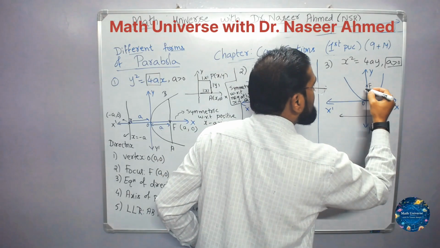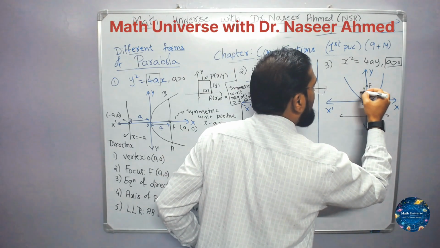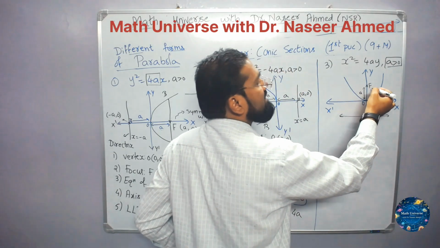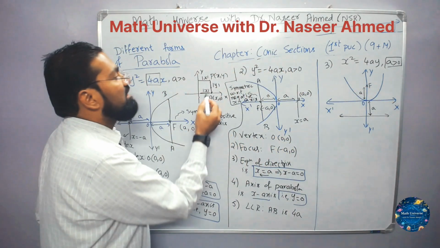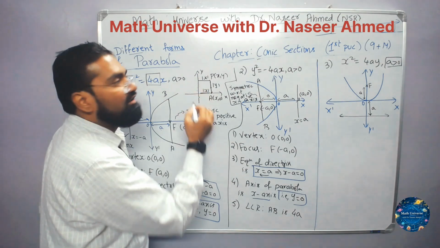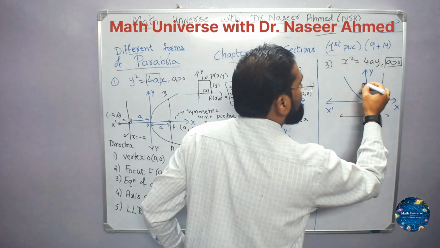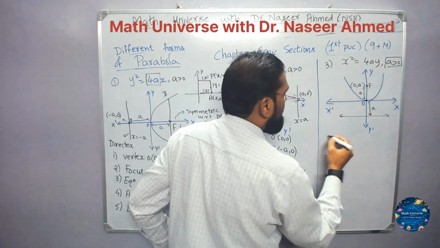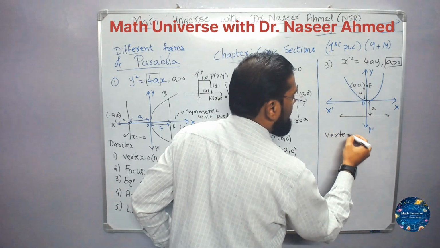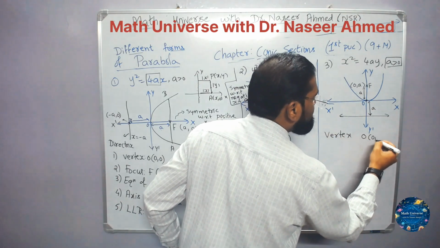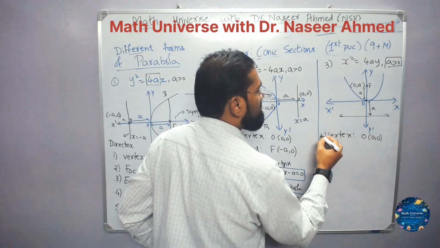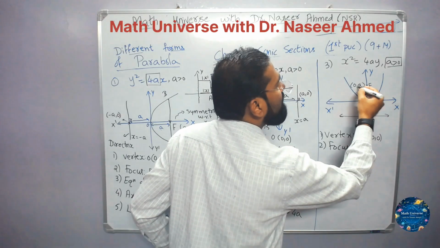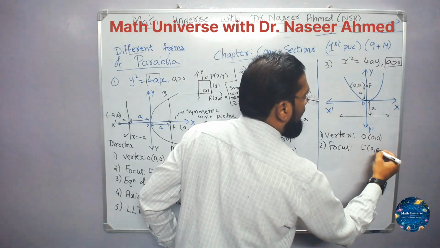So now this length is again a, and again this length is a. Since this is on the y-axis, don't forget, whenever it's a vertical length, it's always the y coordinate. So this will be (0, a). One by one, first the vertex: the vertex of this parabola is the origin. Next comes the focus of this parabola, and it is F(0, a).